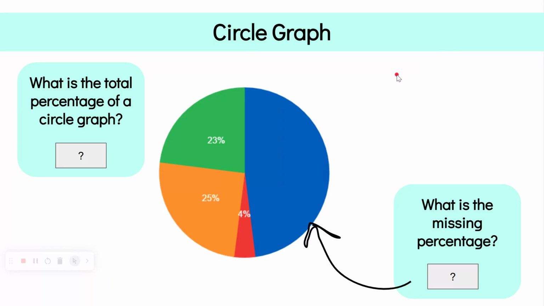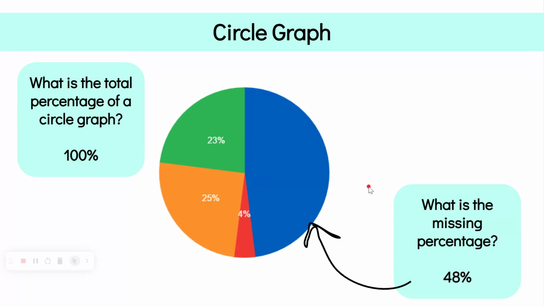Let's do some practice here. What is the total percentage of a circle graph? The entire thing, the whole thing, is 100%. So if you're missing a portion of your circle graph, we're missing this blue section. If I have all the other ones, I know the sum should be 100.